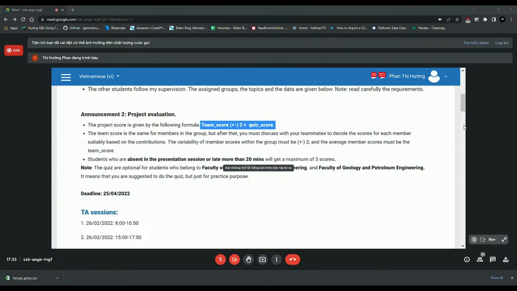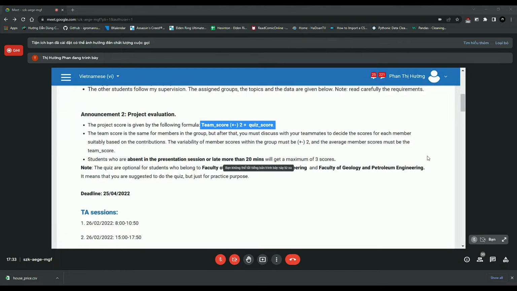Okay. For example, if I give you a team score equal to 7, then if one student gets 9, the other student must decrease, maybe 7, maybe 8. Just so that on average, the score is still 7. Okay. Once one student gets an increased score, the other student must be decreased, such that the average always equals the team score.